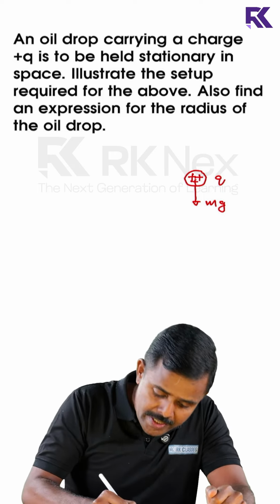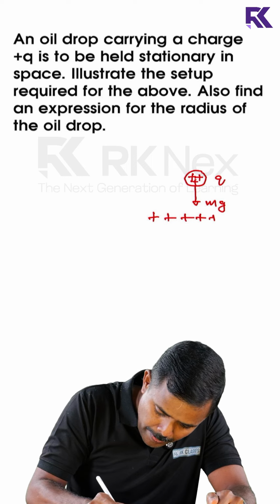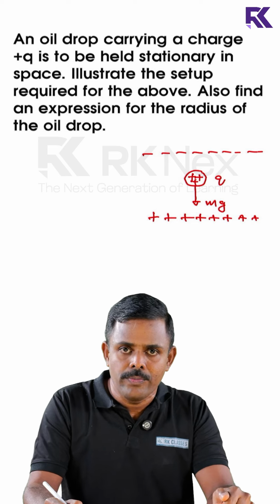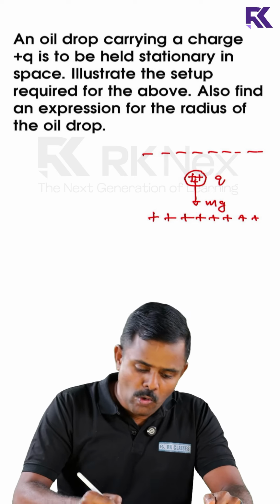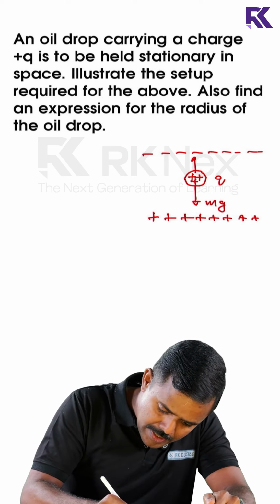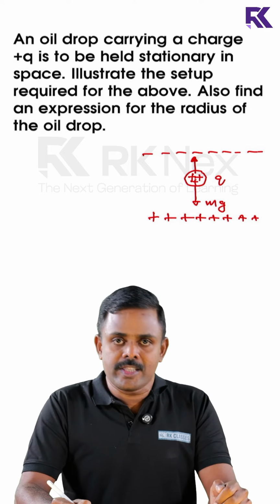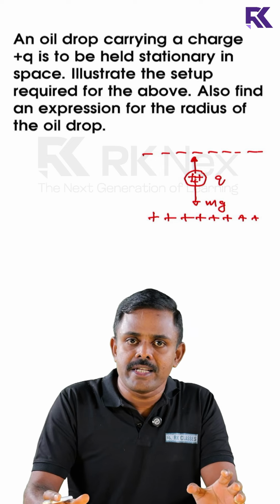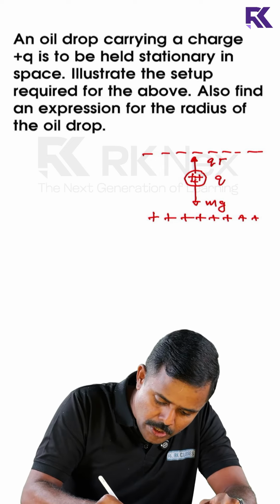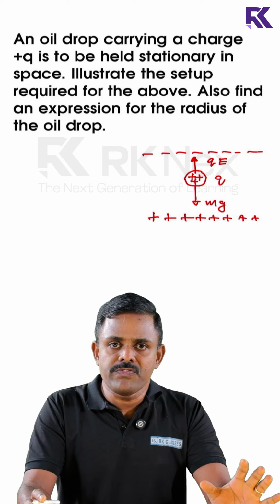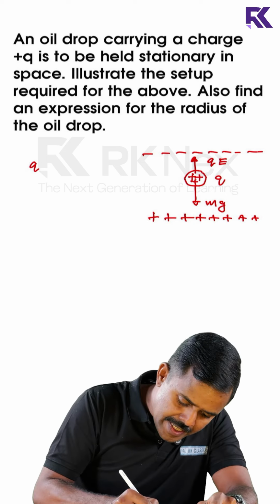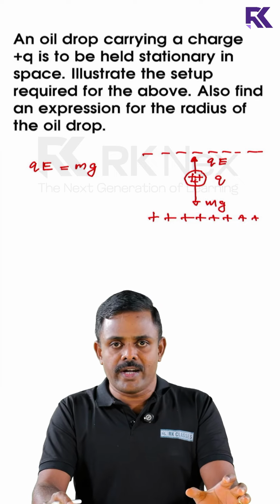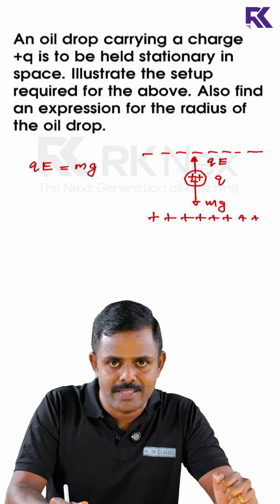For that, you can keep a positive plate at the bottom and a negative plate at the top. What happens in this scenario? This positive plate at the bottom will repel the drop upwards and the negative plate at the top will attract the drop upwards. So together, those two plates are giving an upward electrostatic force QE on it. Now the condition for balance is QE is equal to mg. If this condition is satisfied, the oil drop will stay stationary in space.